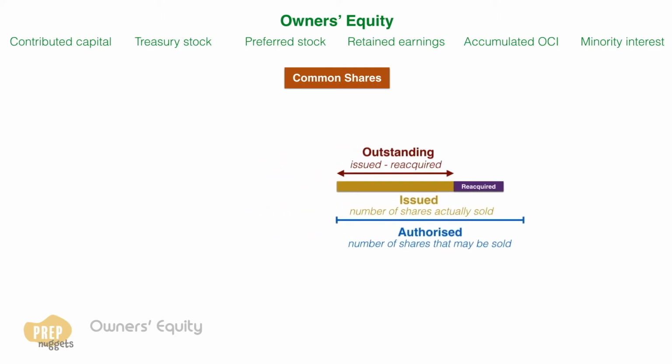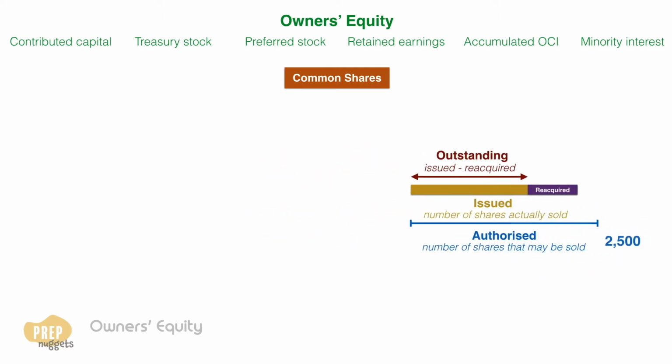So this company may, at incorporation, decide that there are 2,500 authorized common shares, of which 2,000 are issued to shareholders. The shares can be issued at par value or at a premium to par value. The par value of common stock is the stated value of the stock on its issuance. It has no relationship to fair value.